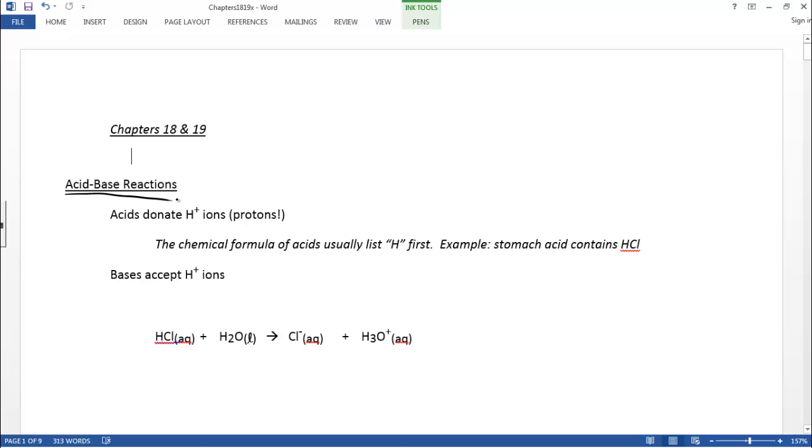Molecules that donate or give away an H+ ion are called acids. And those molecules that accept them and bond to those H+ ions are called bases. And hydroxide ion is a very common base.